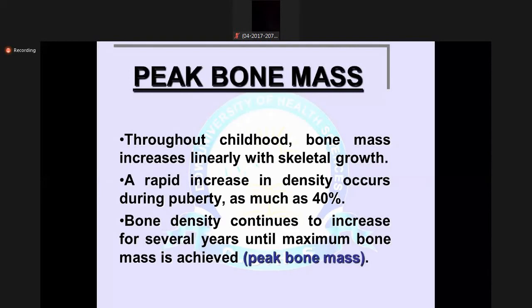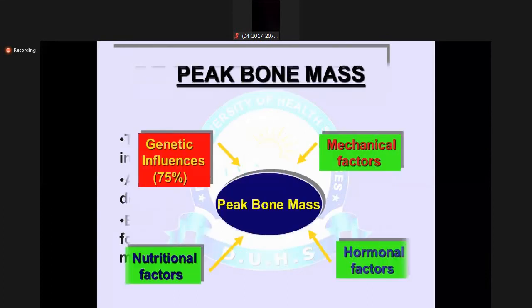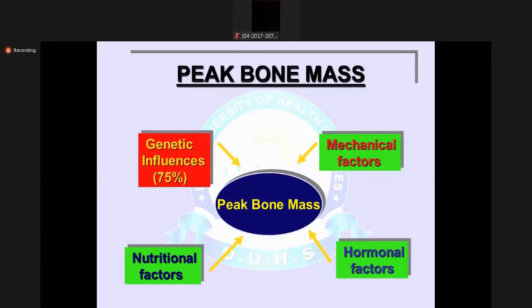So bone density continues to increase for several years until maximum bone mass is achieved. When the maximum bone mass is achieved, this is basically termed the peak bone mass. This peak bone mass is regulated by different factors.